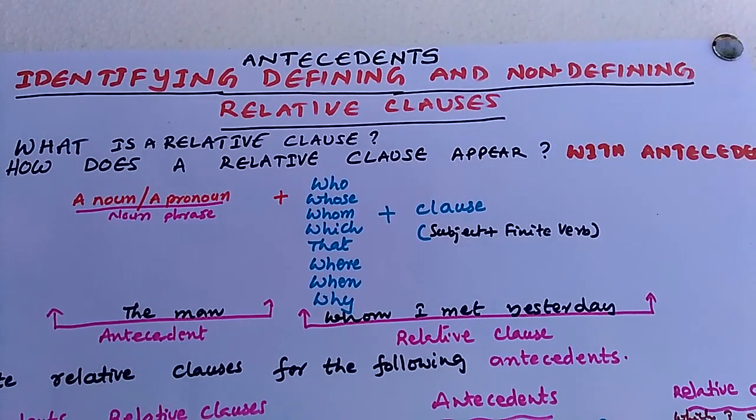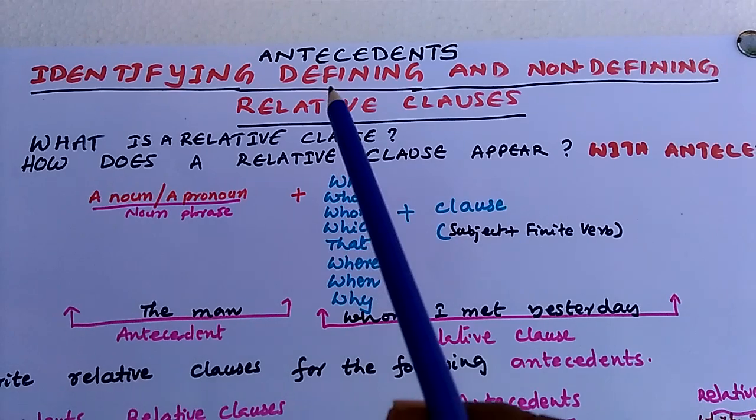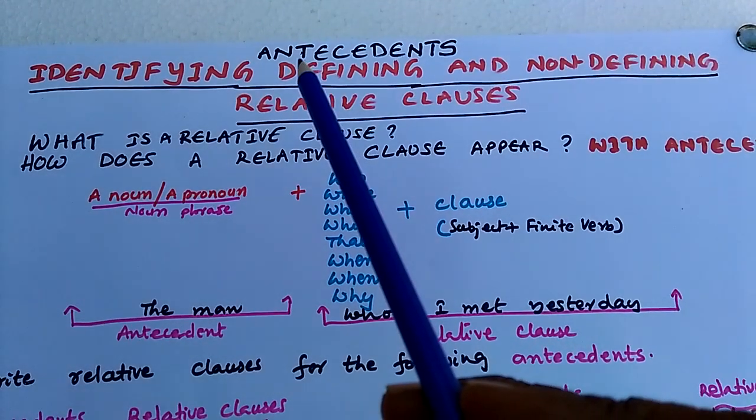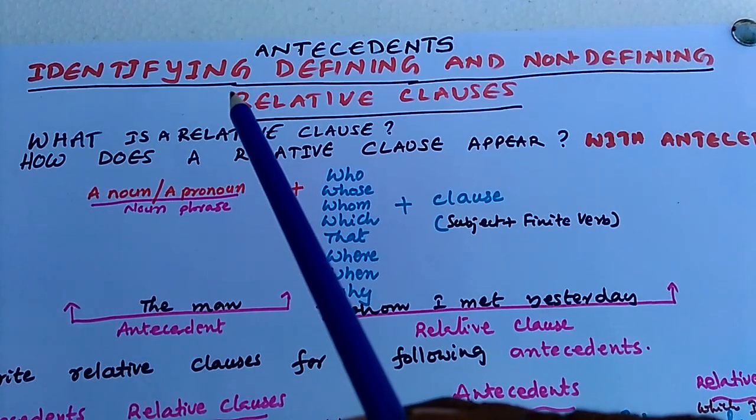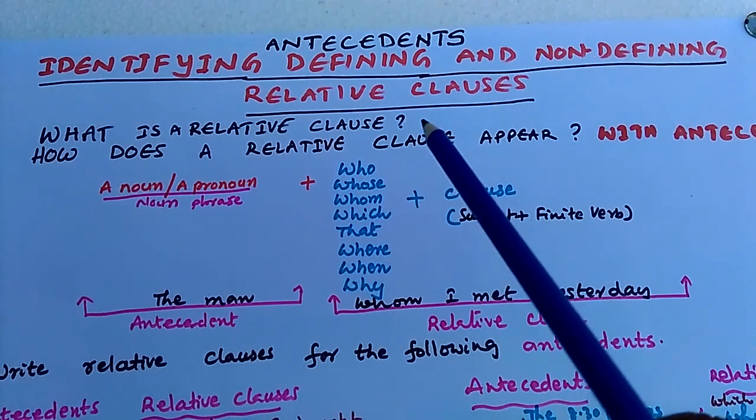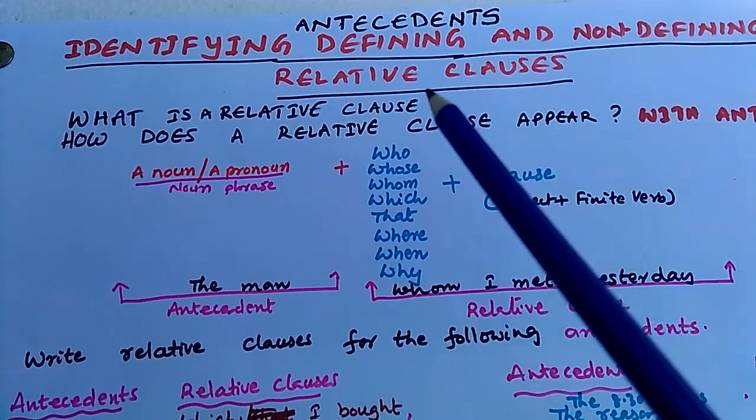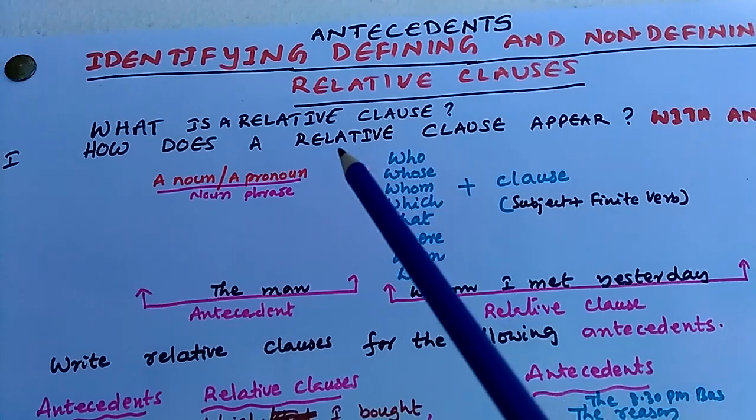In this video, I would like to share with you the topic antecedent, key to identification of defining and non-defining relative clauses. Yes, with antecedents, we can easily identify defining and non-defining relative clauses. Let us initiate our discussion.